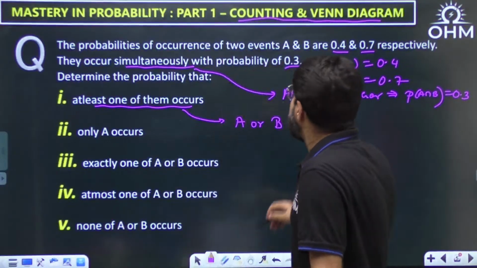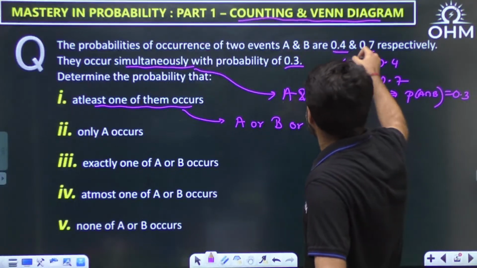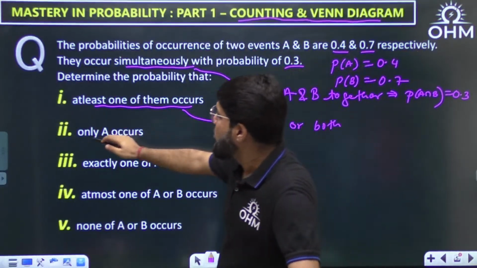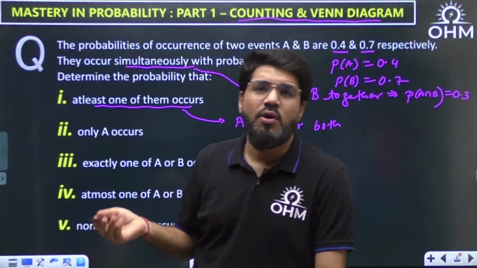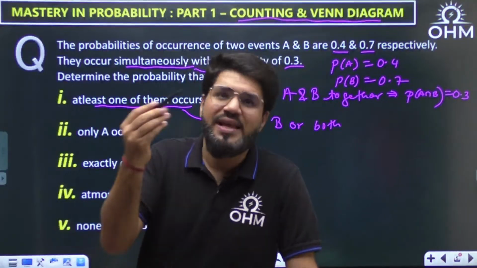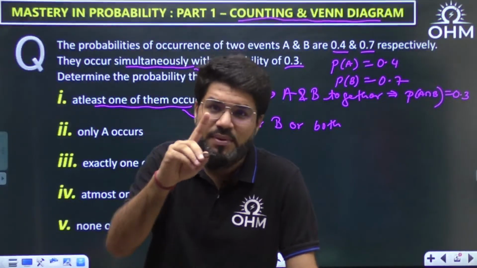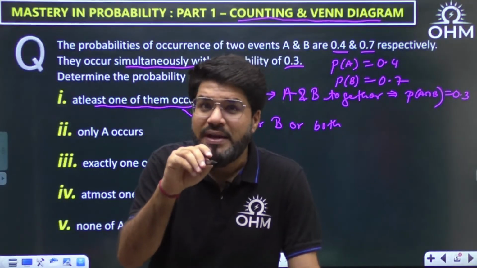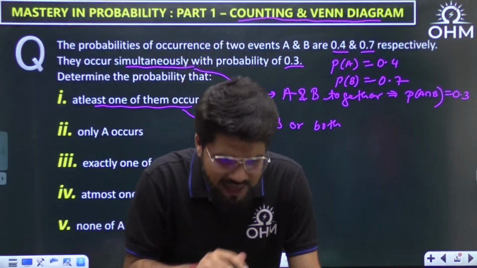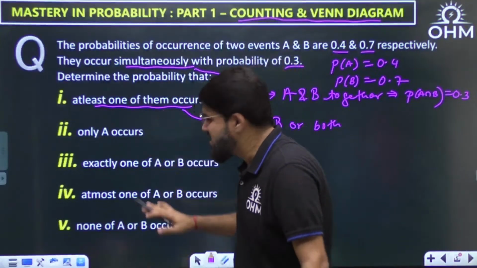Now to explain how to solve this: at least one, exactly one, all of these cases. See, if in one event I say that the probability of A is 0.4, and then I ask what is the probability of only A, what is the difference between A occurs and only A occurs? There is a clear difference in the language also. Probability A occurs, probability only A occurs. So let us understand all of this by taking some specific Venn diagrams.